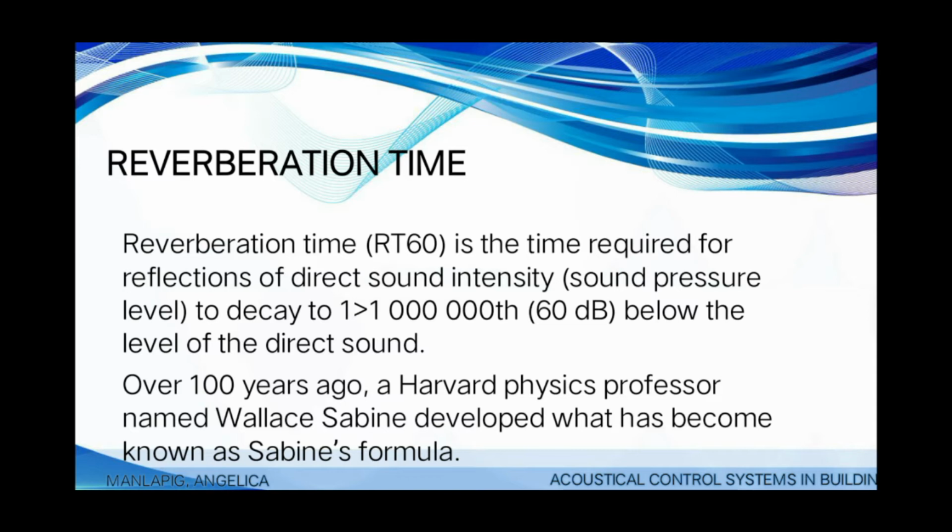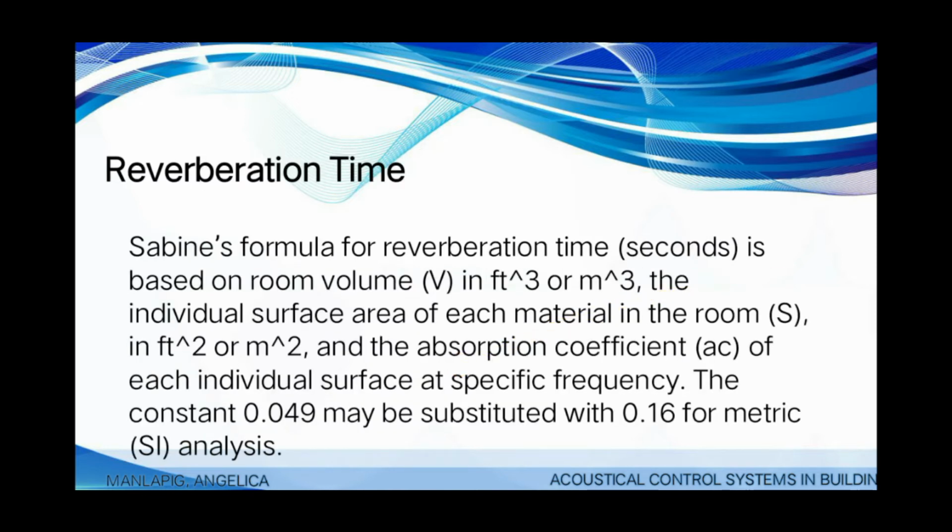Then, over 100 years ago, si Wallace Sabine, isang physics professor sa Harvard, ay nakadevelop ng isang formula na tinatawag ngayong Sabine's Formula. Sa Sabine's Formula, yung reverberation time ay nakabase sa room volume or V in feet cube or meters cube sa formula. Then yung individual surface area of each material in the room is S in feet squared or meter squared. Yung absorption coefficient naman ay sa bawat individual surface at a specific frequency. May constant din na 0.049 na maaaring palitan ng 0.16 para sa metric analysis.